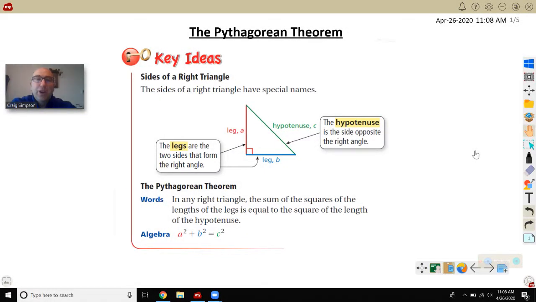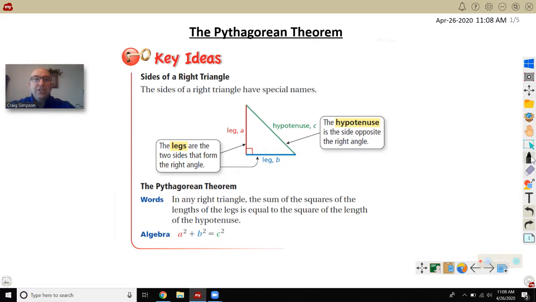So we just learned square roots and cubed roots. Now we're going to put some of that into practice with another application called the Pythagorean theorem. And the Pythagorean theorem is going to involve triangles, especially right triangles.